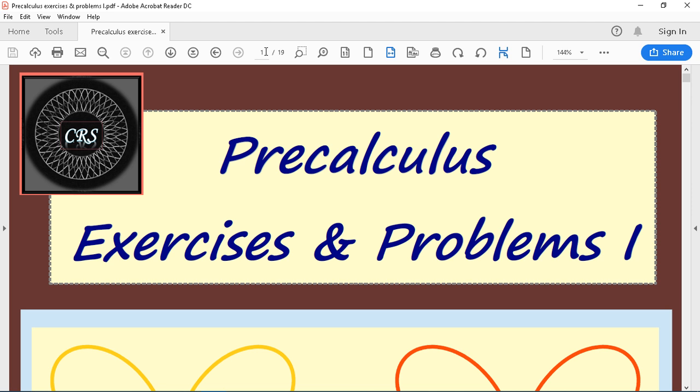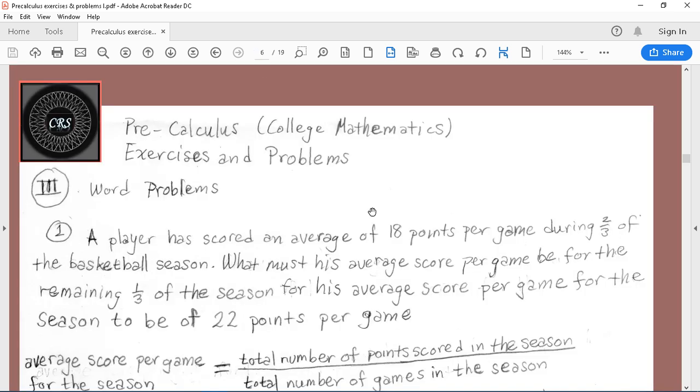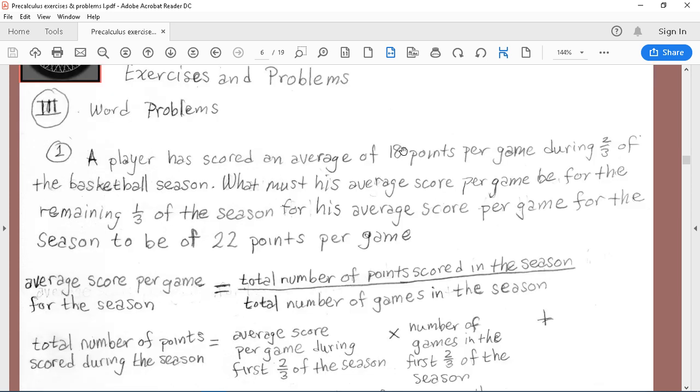We're going to continue our series of problems and exercises in pre-calculus, and we're going to follow on with word problems. Okay, the first word problem says the following. A player has scored an average of 18 points per game during 2/3 of the basketball season. What must his average score per game be for the remaining 1/3 of the season for his average score per game for the season to be 22 points per game?